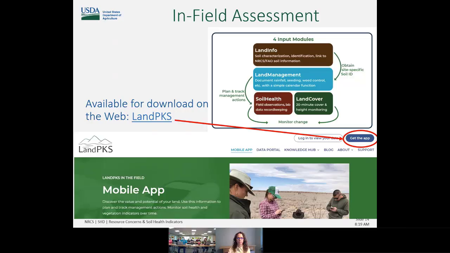And I also wanted to mention there is an app for downloading called LandPKS. The soil health assessment, the infield assessment, is integrated into this app, and the app can help complete the assessment. It can record details, and it actually has a cool feature if you happen to forget a color book. Part of the application includes color panels, or chips, to compare soil color. So that's one of the handy options on this application.